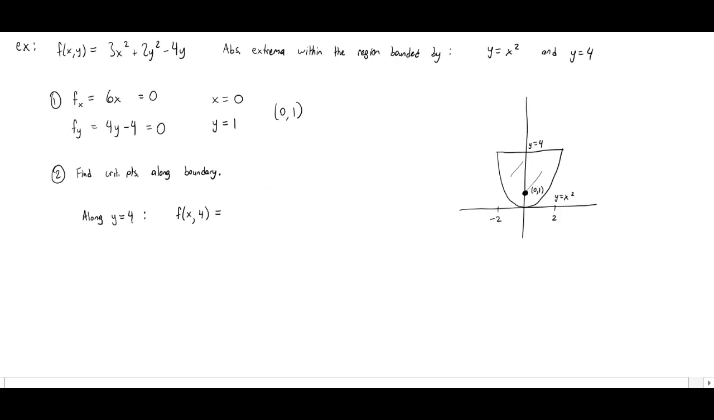So again, all I'm doing is taking my function and plugging in y equals 4. We'll get 3x squared, and when y is 4, we get 8 minus 16, so I think it's minus 8. This is what my function looks like along this line segment. I'm going to note that x is restricted between minus 2 and 2.